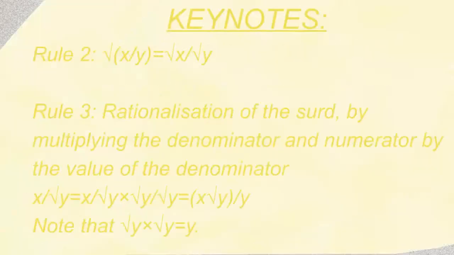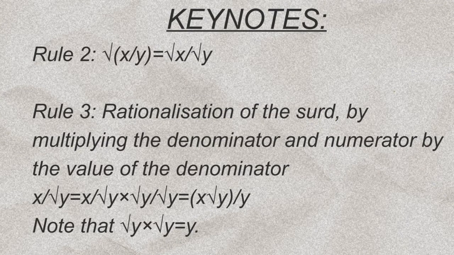Now the second rule, rule 2, is when you have the division x over y as a square root. It will be equal to separately, square root of x over square root of y. So if we look at that, we can easily simplify them using the rules we have understood in surds to find that value.